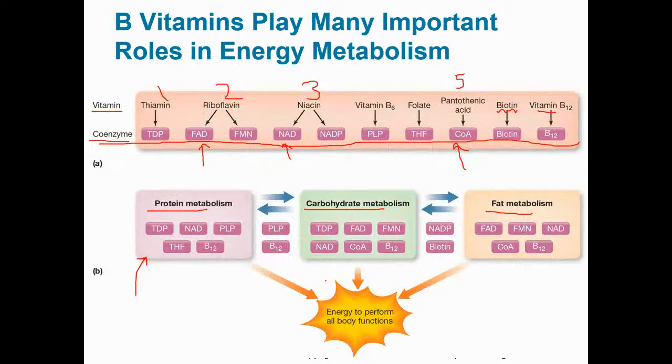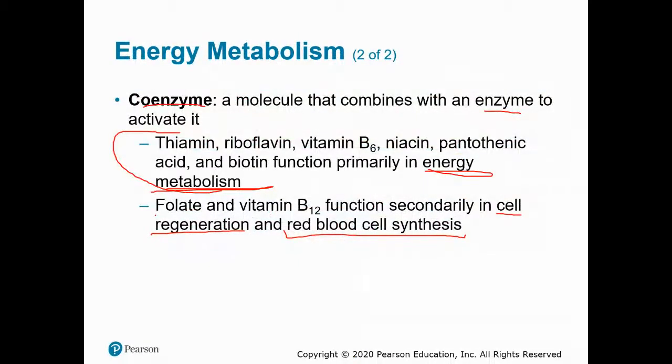So again, if you toggle back here, with the exception of folate, they do support these pathways too, but you'll see that folate really shows up here in protein metabolism, same with B12. B12 does show up in about all of these, but then you'll notice that the rest of these micronutrients really fully support all of the macronutrient metabolism. So all of the B vitamins. But it's important to know that folate and B12 specifically also support red blood cell synthesis in addition to energy metabolism.